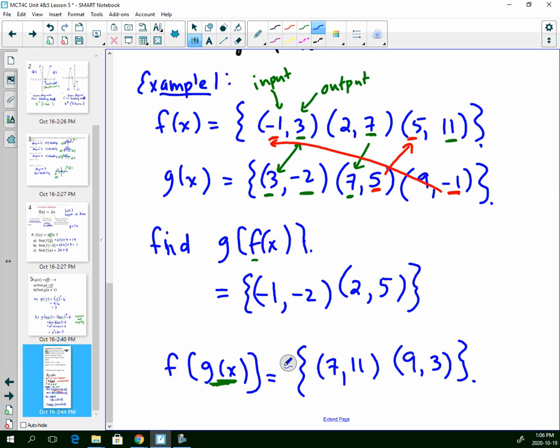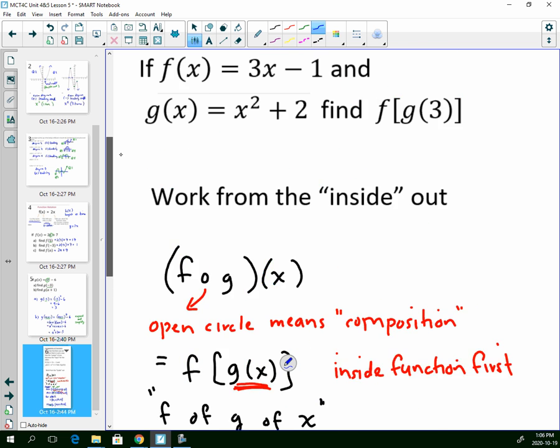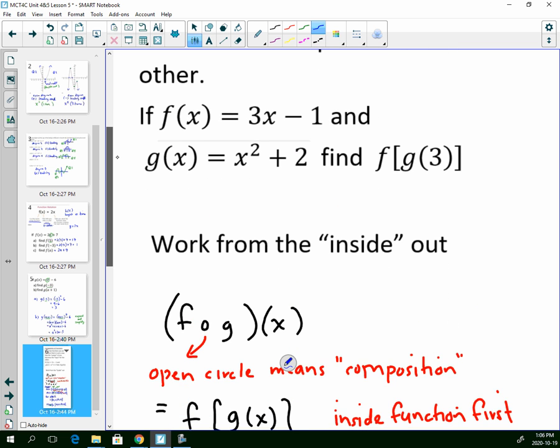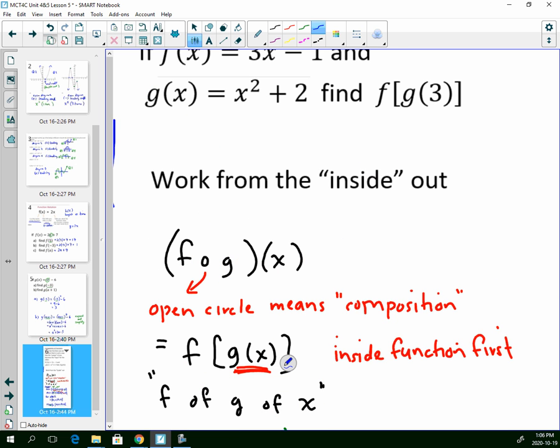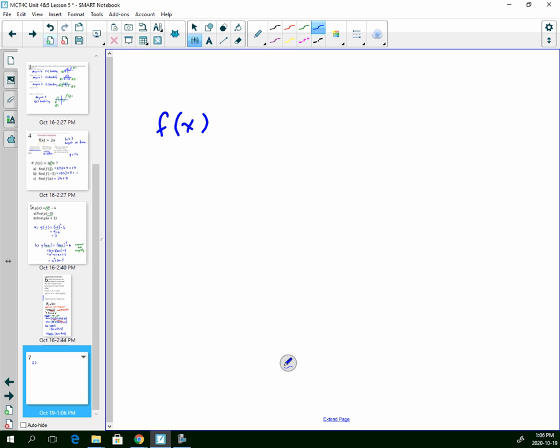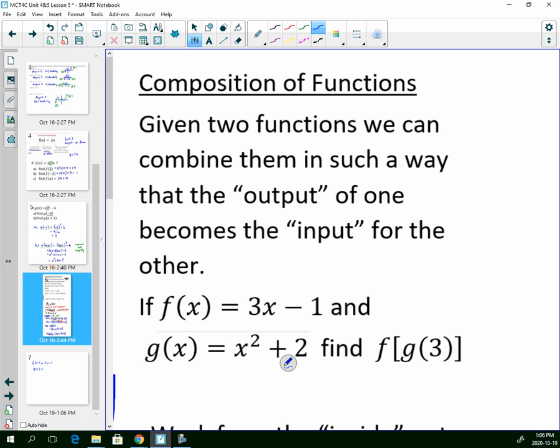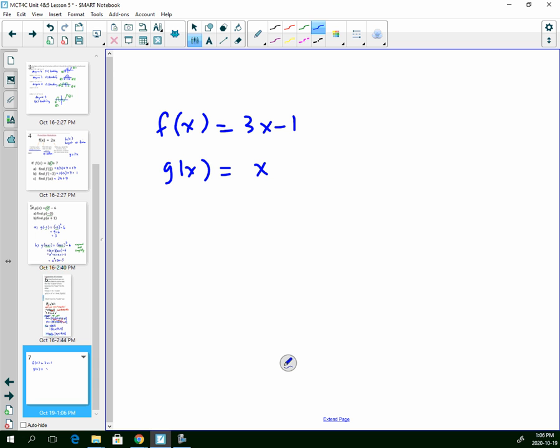Okay? If you have an equation, did I write that here? Okay, so here we have f of x equals 3x minus 1. I'm just going to do this on a new page. So let's say we had f of x is 3x minus 1, and then g of x is x squared plus 2. It wants us to find f of g of 3.